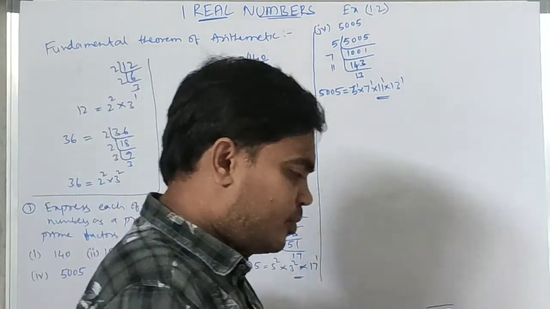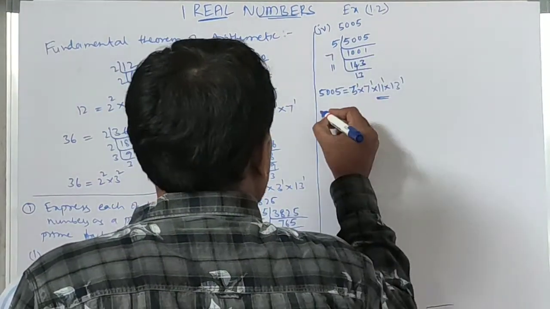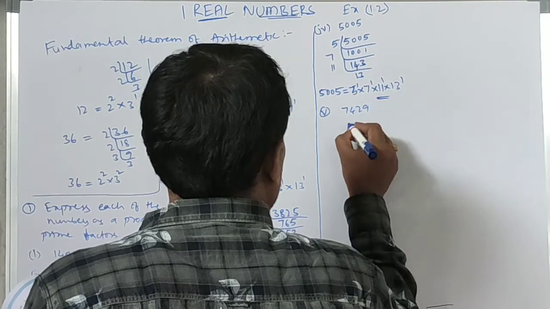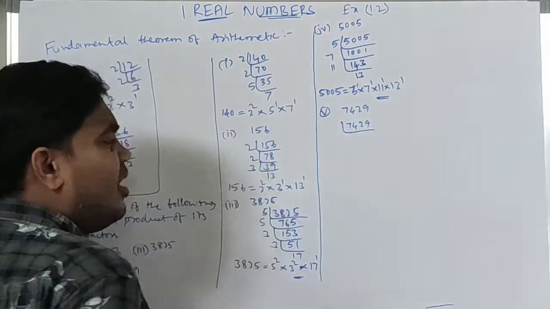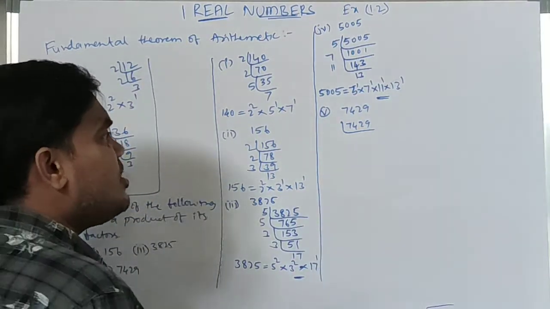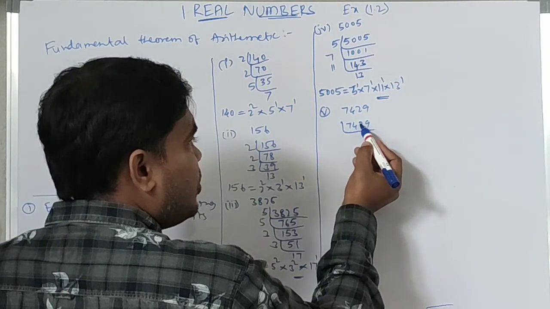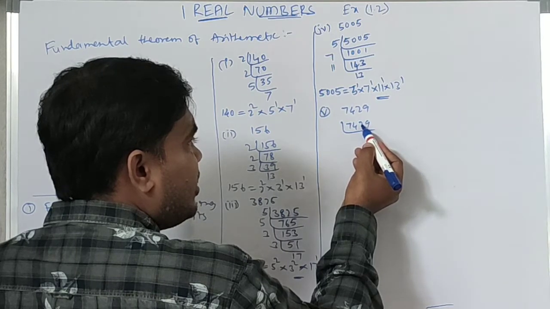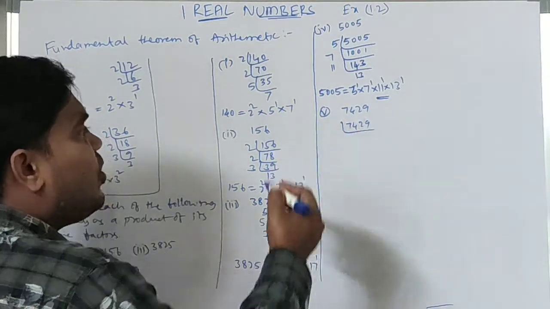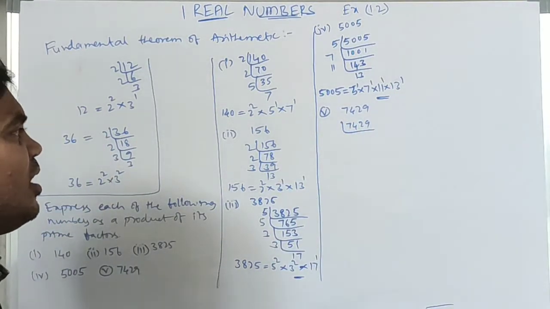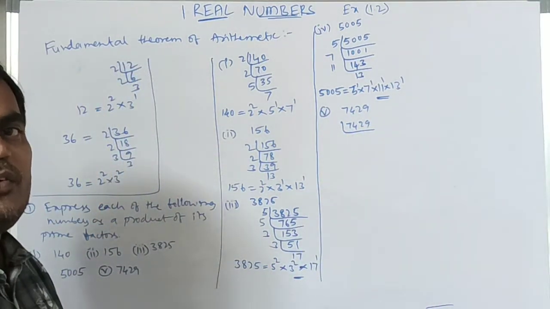Okay, now the next question, the fifth one, is 7429. I am taking the number 7429. Since it is odd, it won't be divisible by 2. Now I want to check whether it is divisible by 3. 7 plus 4 is 11, plus 2 is 13, plus 9 is 22. 22 is not divisible by 3, so this number is also not divisible by 3.